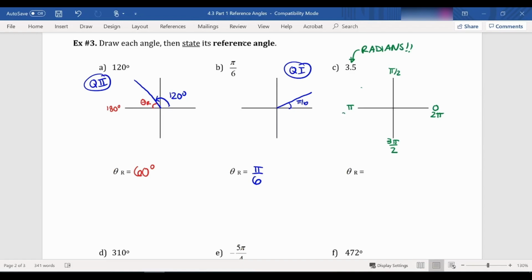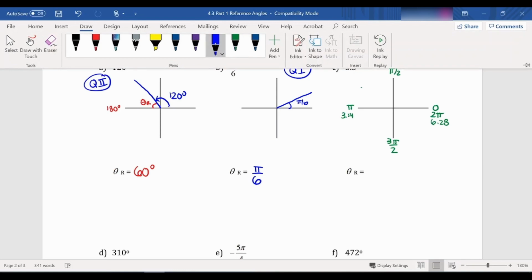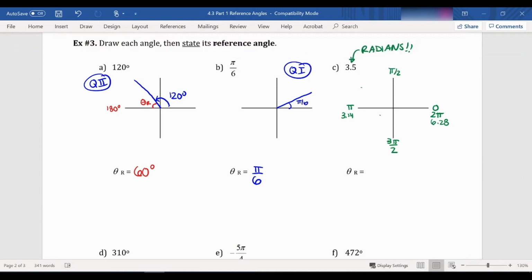So I know that pi is 3.14 radians. 2 pi is 6.28 radians. 3 pi over 2 is going to be about 4.5. And pi over 2 is going to be about 1.5. So if I want to go 3.5 radians, I'm going just past 3.14. So my 3.5 radians would be in here.